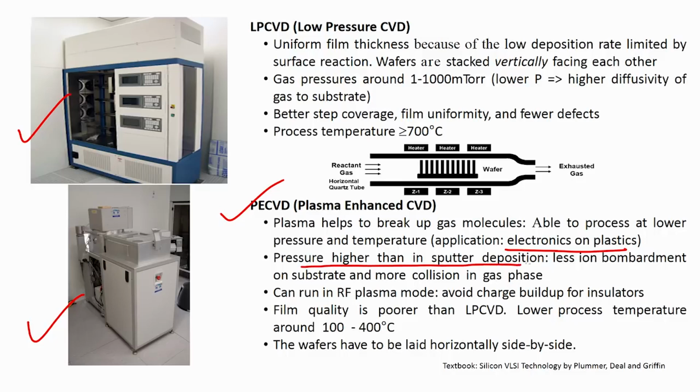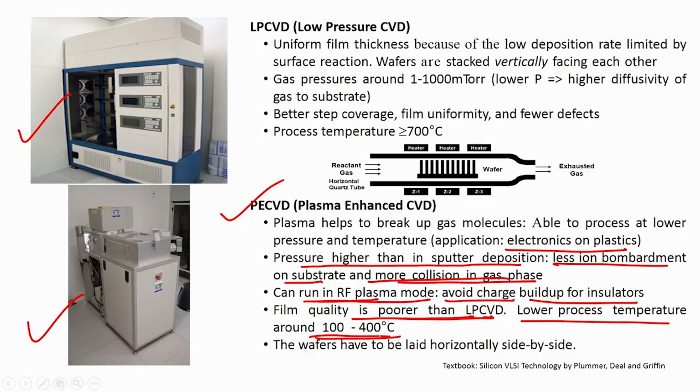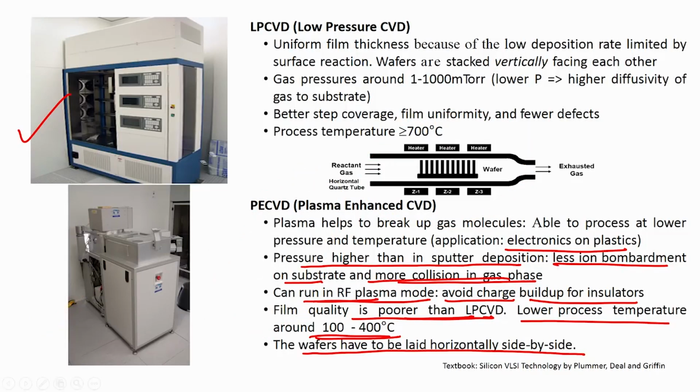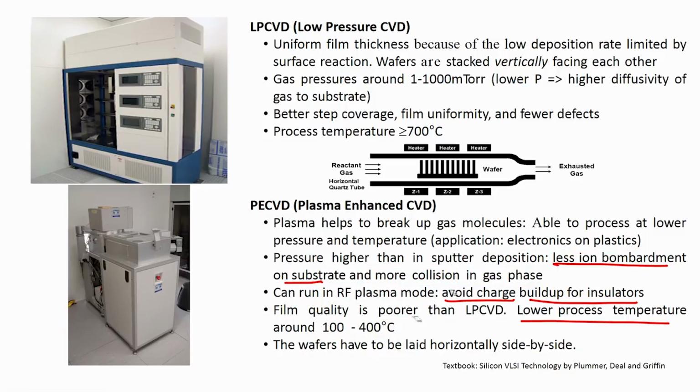Pressure is higher than in sputter deposition, with less ion bombardment on the substrate and more collisions in the gas phase. It can run in RF plasma mode, avoiding charge buildup for insulators; that is the advantage. Film quality is poorer than LPCVD, but the temperature is low. In LPCVD you load the wafers vertically, whereas in PECVD the wafers are laid down horizontally, side by side.